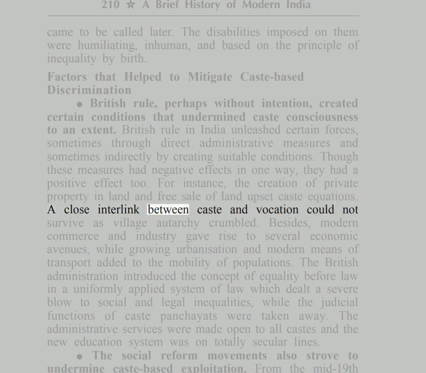A close interlink between caste and vocation could not survive as village autarky crumbled. Besides, modern commerce and industry gave rise to several economic avenues, while growing urbanization and modern means of transport added to the mobility of populations.